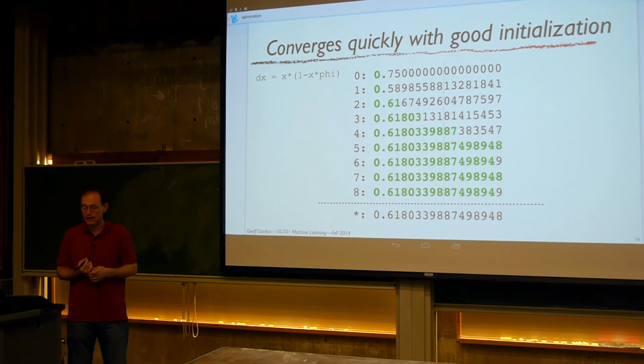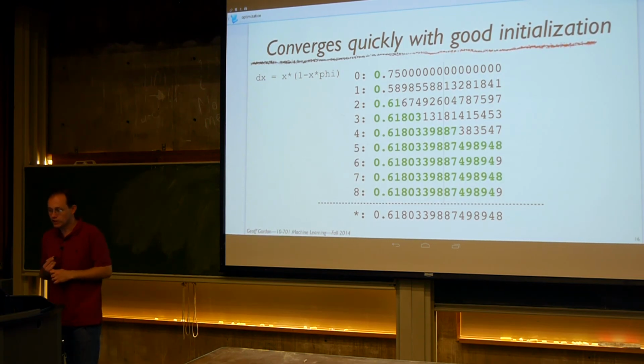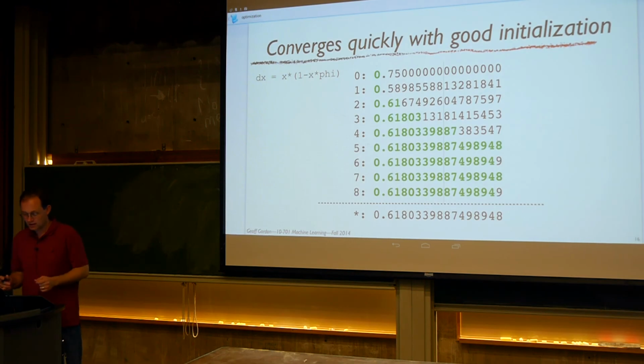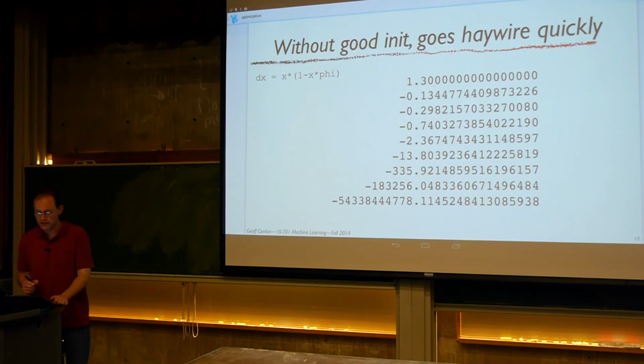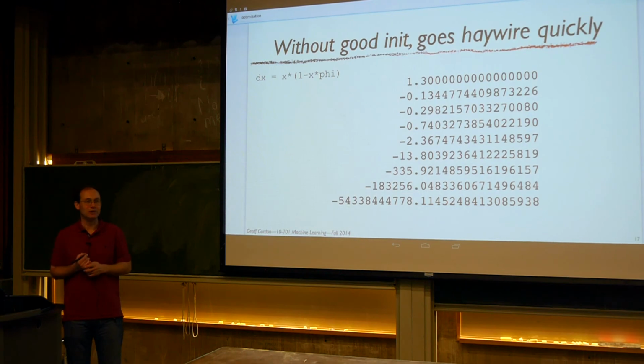But like 5 iterations, 4.5 iterations were enough, right? So Newton's method is really, really good here, right? On the other hand, if we do bad initialization, you know, all bets are off.